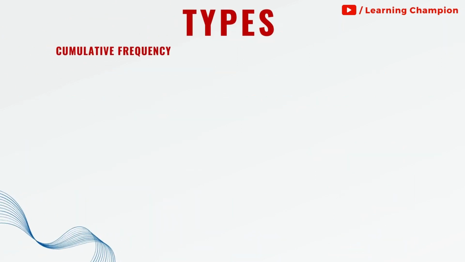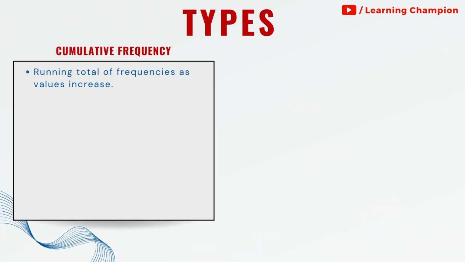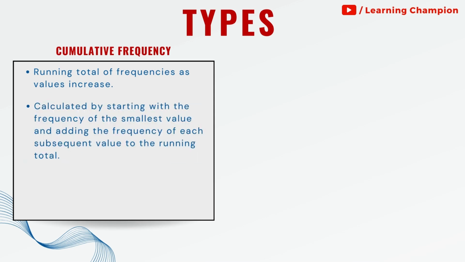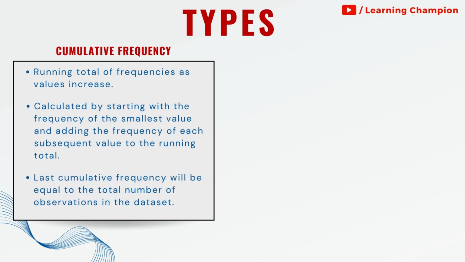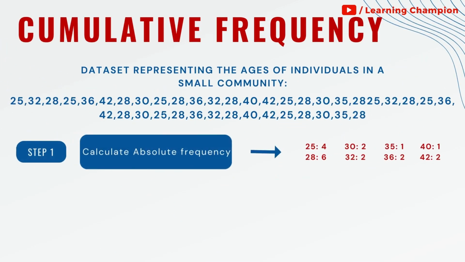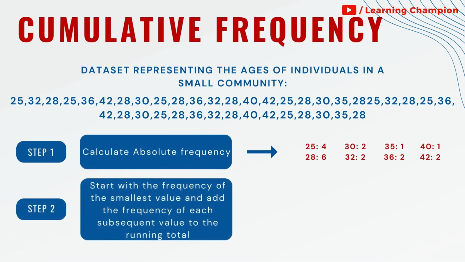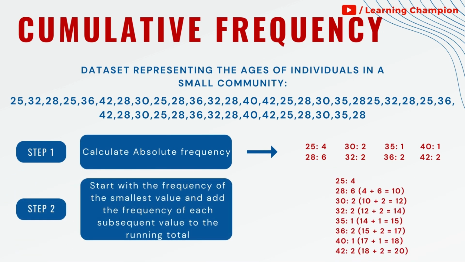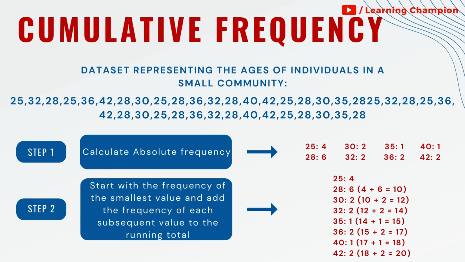Next type is cumulative frequency, the running total of frequencies as values increase in a dataset. To calculate the absolute cumulative frequency, you start with the frequency of the smallest value and add the frequency of each subsequent value to the running total. The last cumulative frequency will be equal to the total number of observations in the dataset. In our example, first we will calculate the absolute frequency, and then to calculate the cumulative frequency, we will start with the frequency of the smallest value and add the frequency of each subsequent value to the running total. That is, we will add the frequency of age 25 to that of age 28 and then add that sum to the frequency of the next age. We will continue this process until we reach the last age.